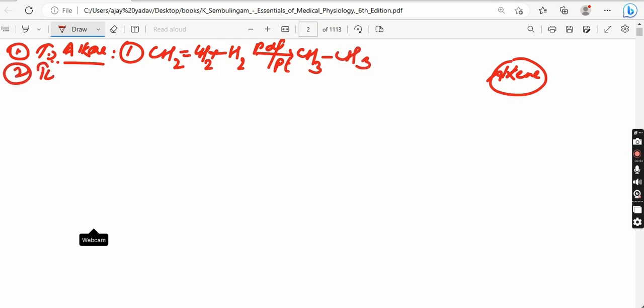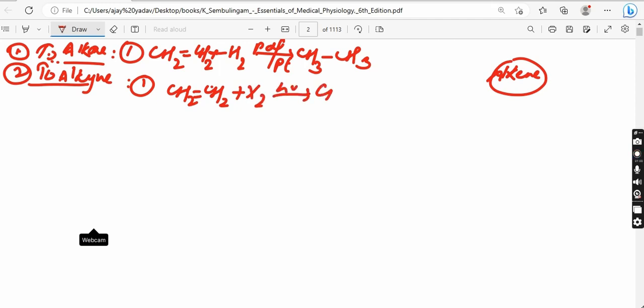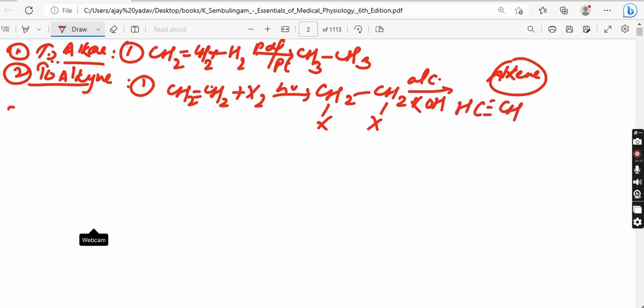Second is to alkyne. How to prepare alkyne from the alkene? Okay, so the first step is react this alkene with halogen in the presence of light to give CH2X. This is the dihaloalkane, right? Now you have to do dehydrohalogenation of this one to produce alkyne, right?